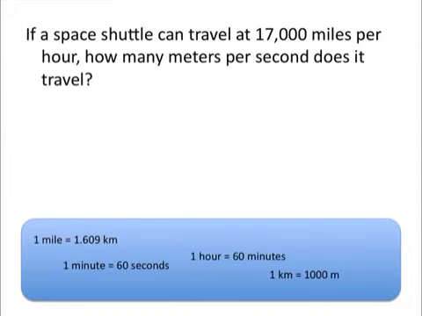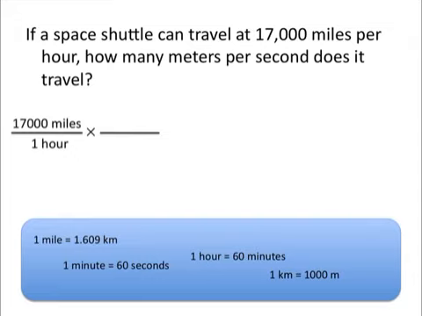If a space shuttle can travel at 17,000 miles per hour, how many meters per second does it travel? Starting with our original value of 17,000 miles per hour, we know that we need to change this set of units to meters per second. So we'll need to change the units of miles on the top to meters, but this time we're also going to need to change units of hours on the bottom to seconds. And so we'll change each of those units separately. Let's start with what we already know how to do and convert miles to meters.